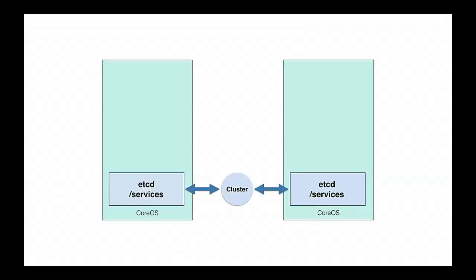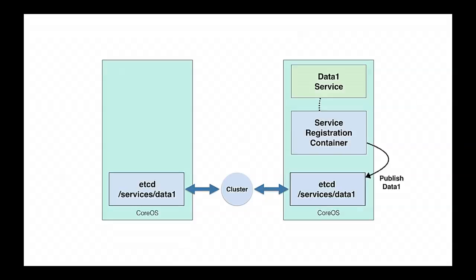So let's take a look at that service registration piece again, right? So I've got a data service and a service registration container. Now, the service registration container handles that function alone. The only thing it ever does is it says, hey, I see that there's a service. I'm going to publish it for them. And what's really neat about this is you're decoupling the service registration piece from the actual app. The data service is unaware of any of this stuff.